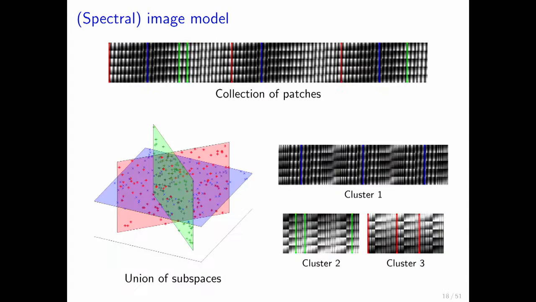And as I mentioned, our model is a union of subspaces model. So I've got this collection of patches, and these different colored bars correspond to different kinds of patches in my image. And so our model is that it's possible to take this matrix and divide it into different submatrices, where each of these submatrices corresponds to some columns from our original matrix. And each one of these matrices is low rank.